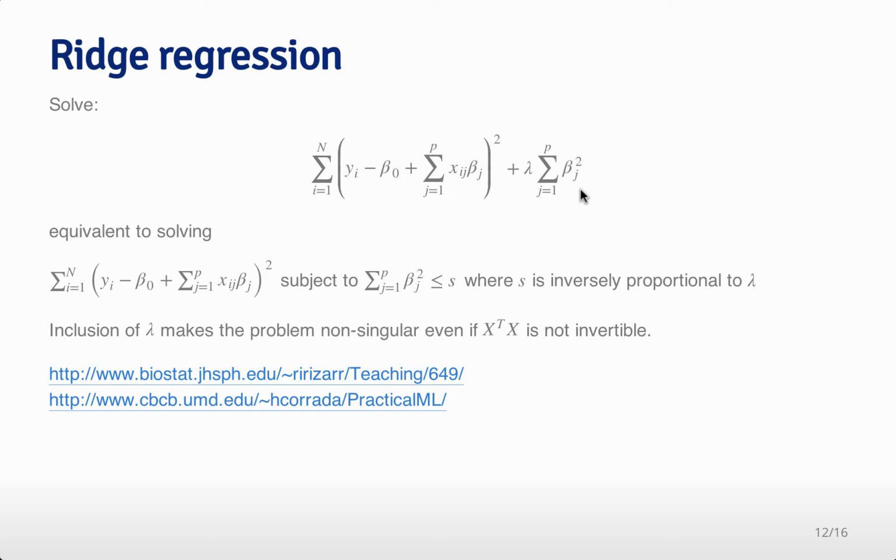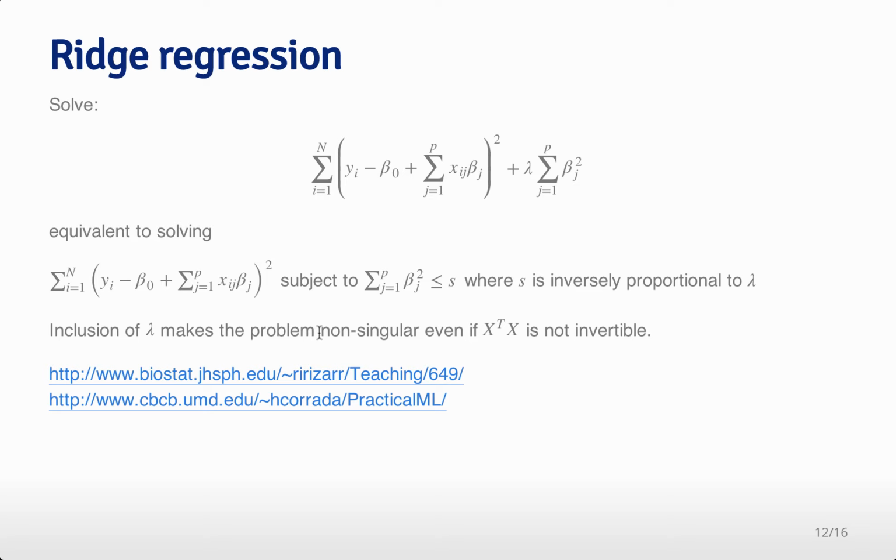So what does this mean? If the beta j squareds are really big, then this term will get too big, and so we won't get a very good fit. This whole quantity will end up being very big. So it basically requires that some of the beta j's be small. It's actually equivalent to solving this problem where we're looking for the smallest sum of squared differences, subject to a particular constraint, a constraint that the sum of squared beta j's is less than s.